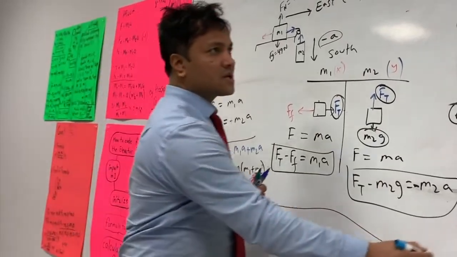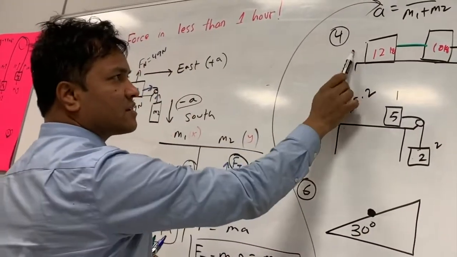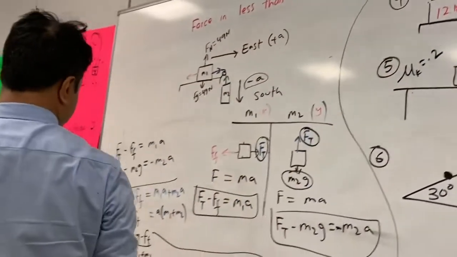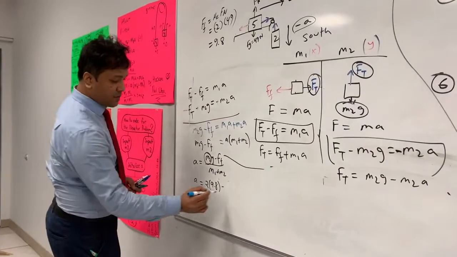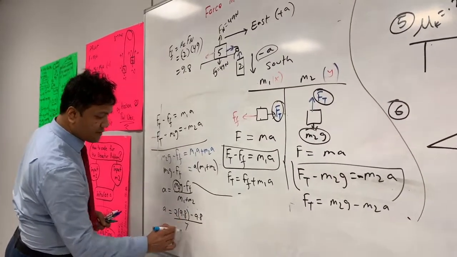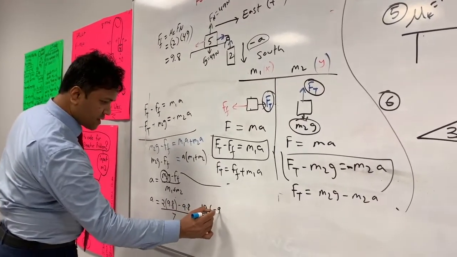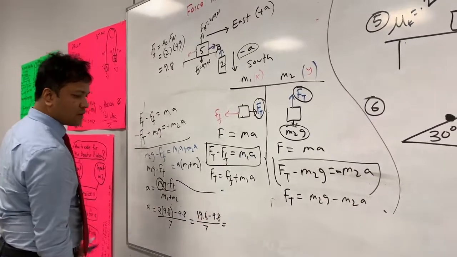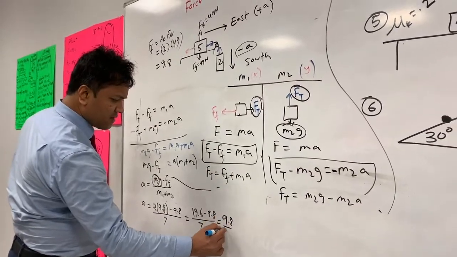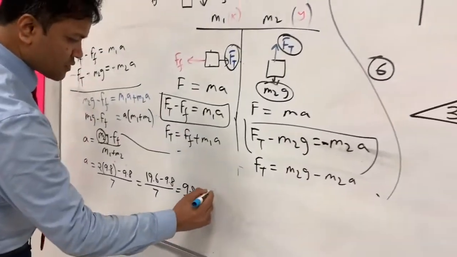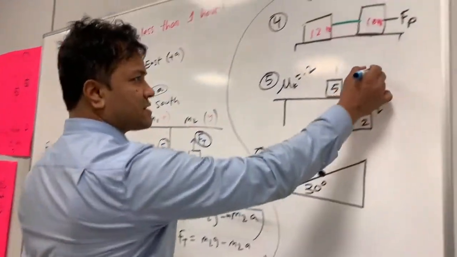This equation is a whole lot like the earlier equation, except for the friction, because we considered no friction there. So acceleration is 2 times 9.8 minus FF, which is 9.8, over 7. 7 is because 5 plus 2. So 19.6 minus 9.8 over 7. 19.6 minus 9.8 is 9.8, right? Yeah. Divided by 7 is how much? 1.4. So acceleration is 1.4.